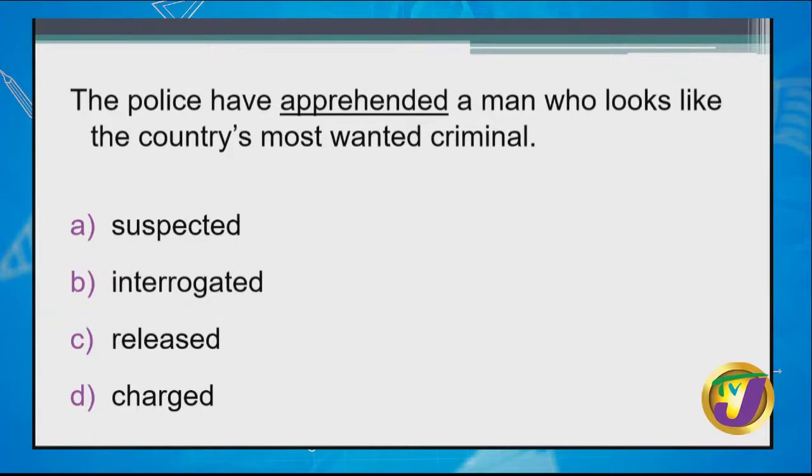So what's the opposite of that? Suspected, interrogated, released, or charged. Which of those four? Should be really easy. All right, so apprehended is the opposite of released. If you didn't catch him, you let him go. All right, so next sentence.